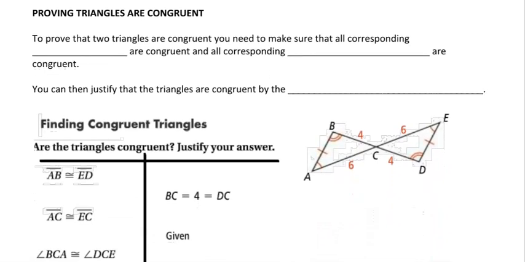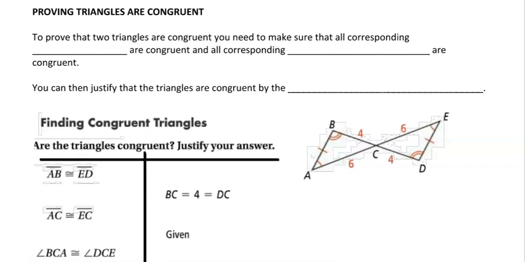Okay, now let's get into the meat of this lesson. To prove that two triangles are congruent, you need to make sure that all corresponding, and this is for all the figures, but we're just going to look at triangles, all corresponding angles are congruent and all corresponding sides are congruent. You can justify the triangles are congruent by definition of congruent, or definition of congruent polygons if you want.